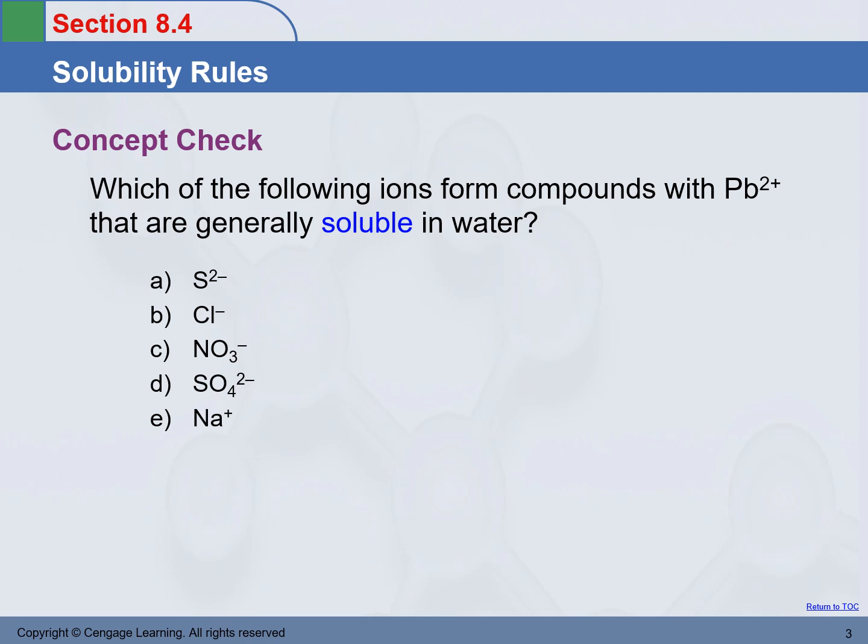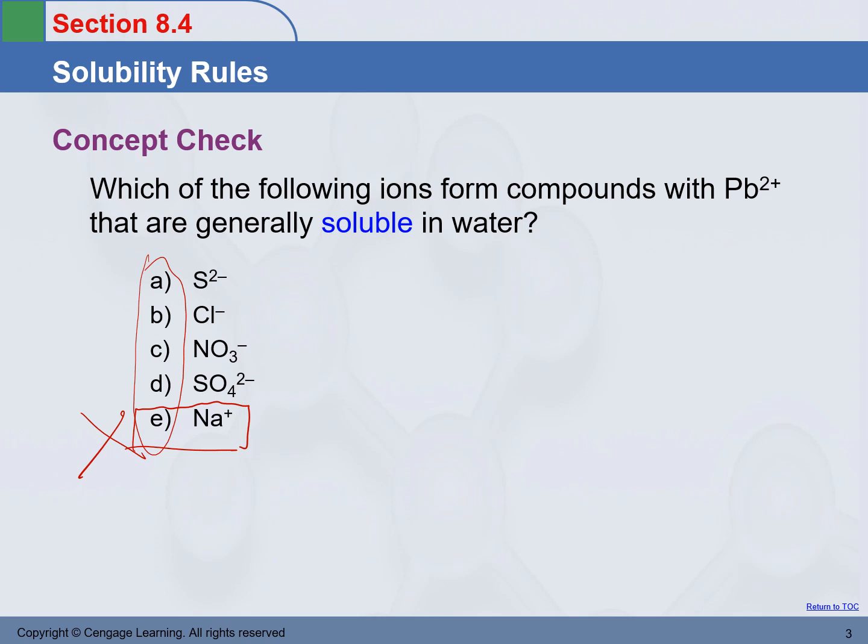Concept check. Which of the following ions will form a compound with lead 2 plus that is generally soluble in water? We have A, B, C, D, E. Which of these will combine with lead to form a compound that will be soluble? First of all, E is excluded right away. There's no way E is the answer. Do we understand that?